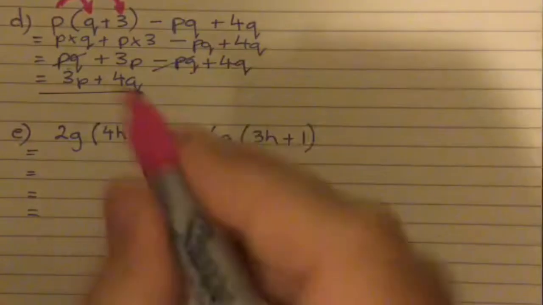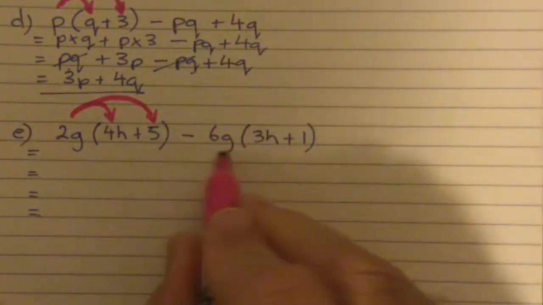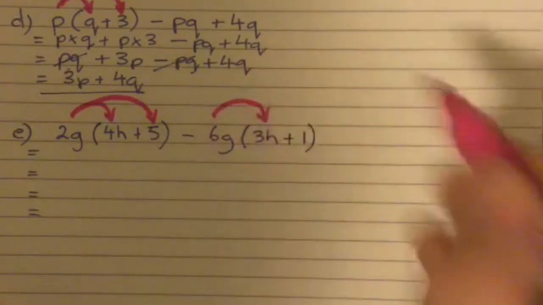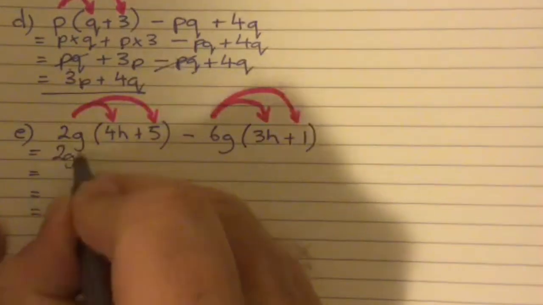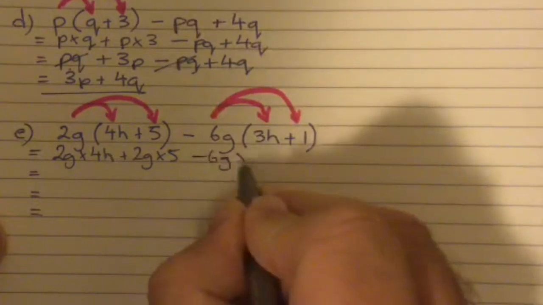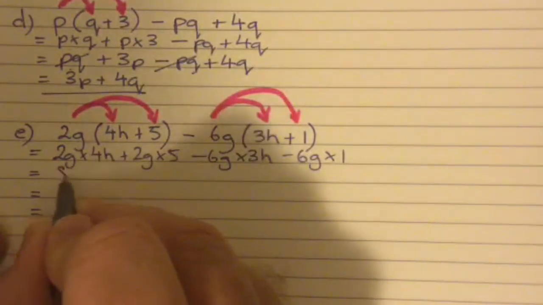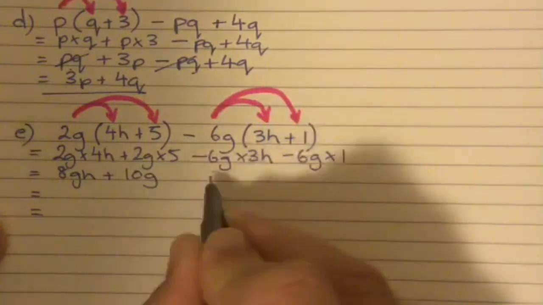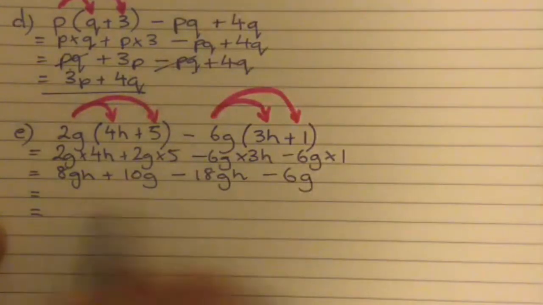Alright, here's our final one for question 2. I'm going to have 2g lots of 4h and 2g lots of 5. And now I'm going to treat this as negative 6g, and I'm going to have negative 6g lots of 3h and negative 6g lots of 1. Now that I've fully distributed our first factors up here, I can now rearrange these terms. I will just move them around this time.